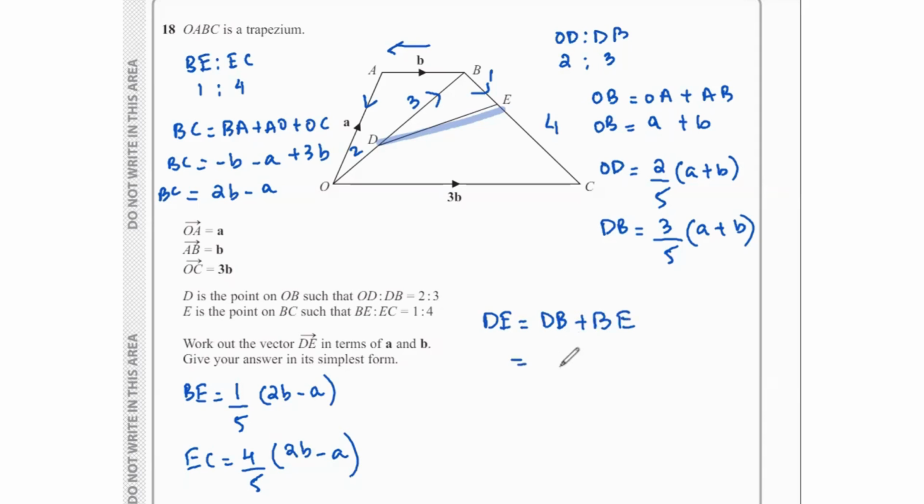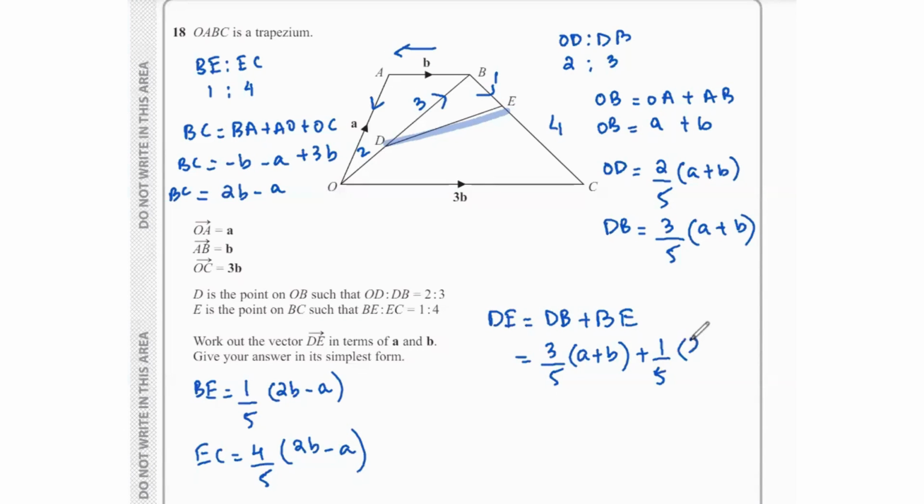DB is 3/5 of A plus B. And BE is 1/5 of 2B minus A. So 3A minus A is 2A, and 3B plus 2B is 5B. So we can further simplify this as 2/5 of A plus B. That is your vector DE.